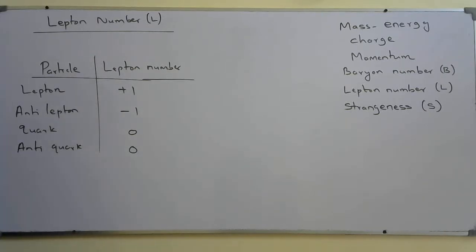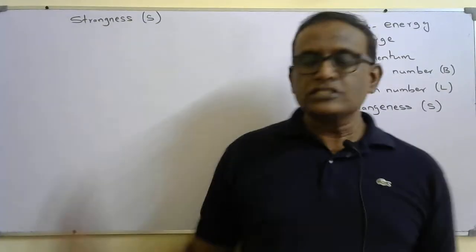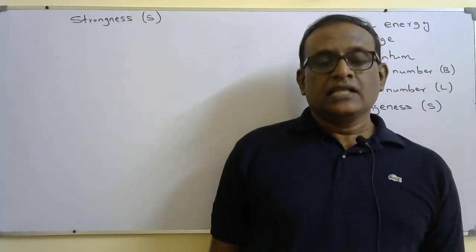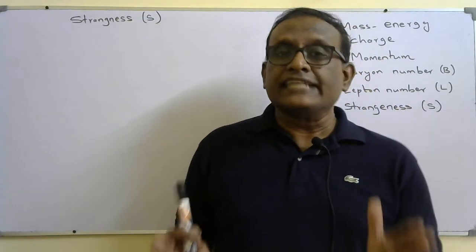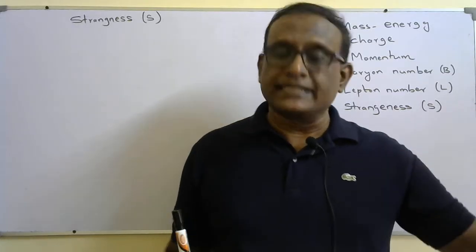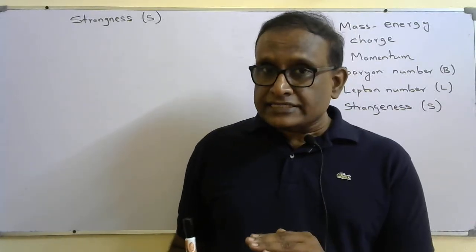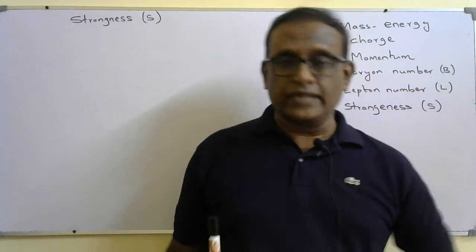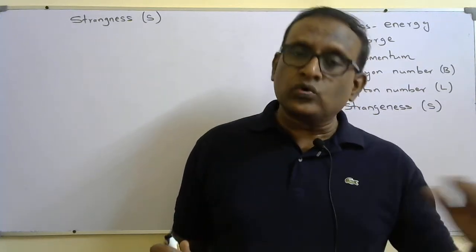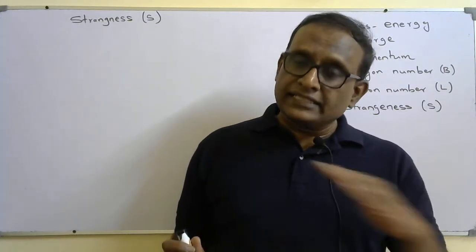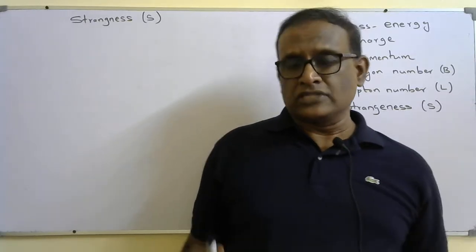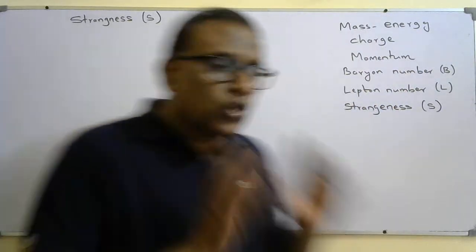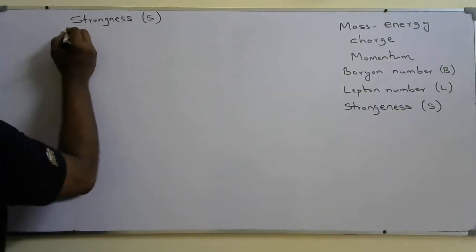Okay, how is strangeness assigned? Strangeness is assigned like this. Only for the strange quark, it is -1. Anti-strange quark, +1. For any other quark, 0. Any other anti-quark, 0. Any lepton, 0. Any anti-lepton, 0. So strangeness is assigned only for the strange quark.